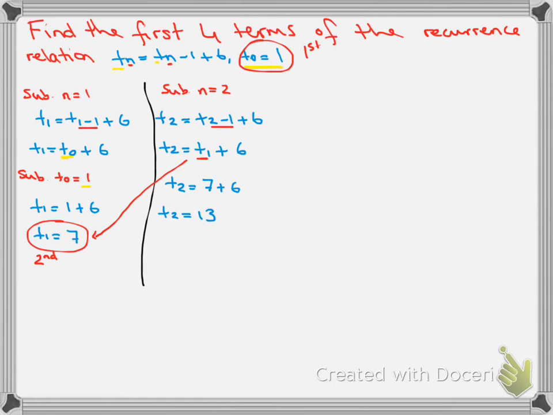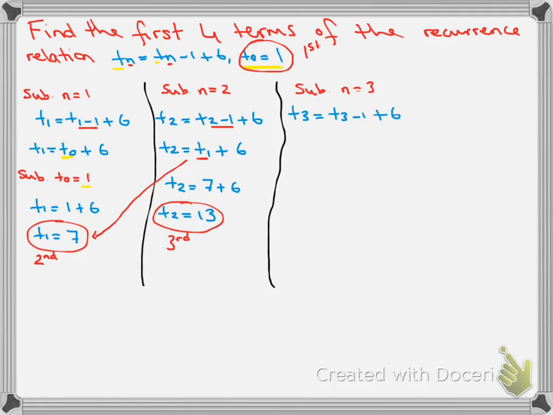So I've worked out this is now my third number in the sequence, or in the relation. So let's do one more and have a look at how we do this one. Again, first thing I need to do, I've substituted n equals 2. The next thing I need to do is substitute n equals 3 into my equation. Going back to my original equation there, wherever I see an n, I put the number 3 instead of n. So I have t3 is equal to t3 minus 1 plus 6.